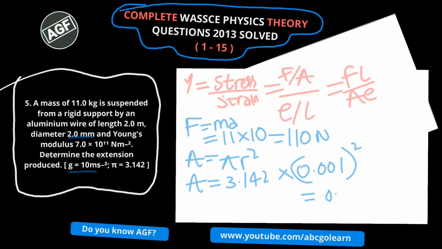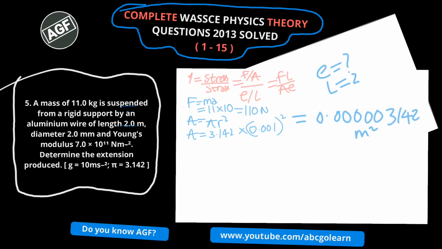The area is 0.0000003142, in square meters. So don't forget the units. After we've known the area, I think we are good to go, because we are asked to look for the extension, and L is given to be 2. So we can go with this.